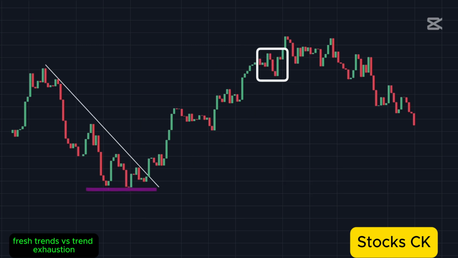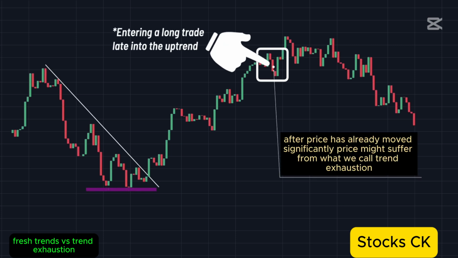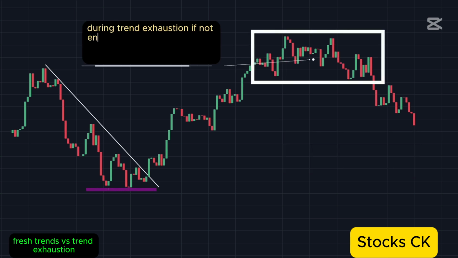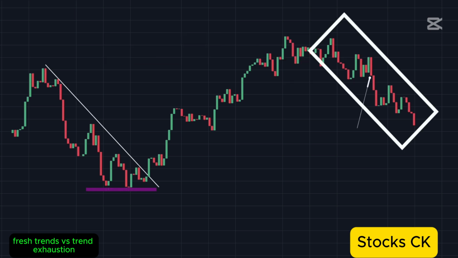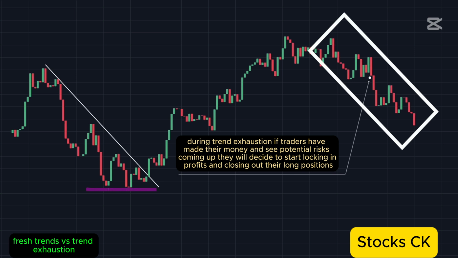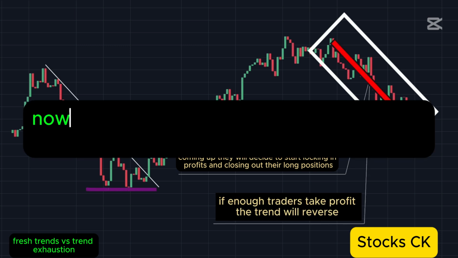Now in contrast, if you get into a long trade up here, after price has already moved significantly, price might suffer from what we call trend exhaustion. During trend exhaustion, if not enough new buyers enter the market, price will lose momentum and chop sideways. Also, if traders have made their money and see potential risks coming up, they will decide to start locking in profits and closing out their long positions. If enough traders take profit, the trend will reverse.